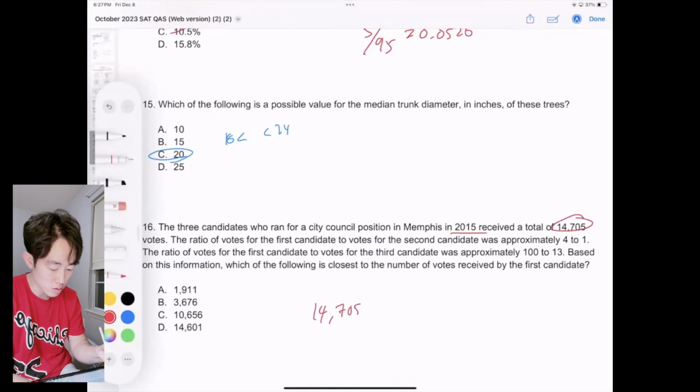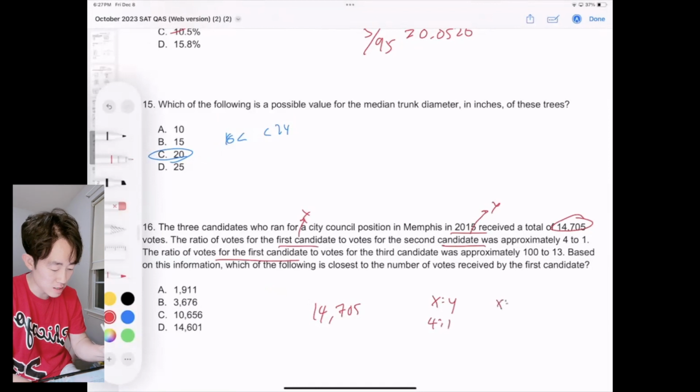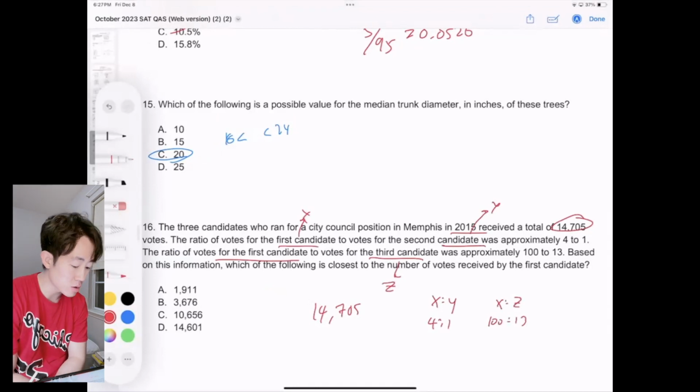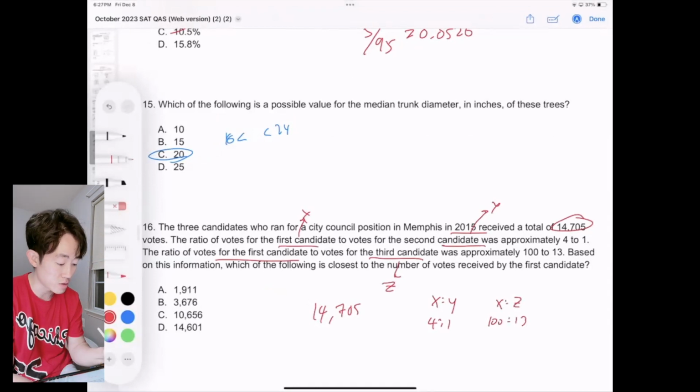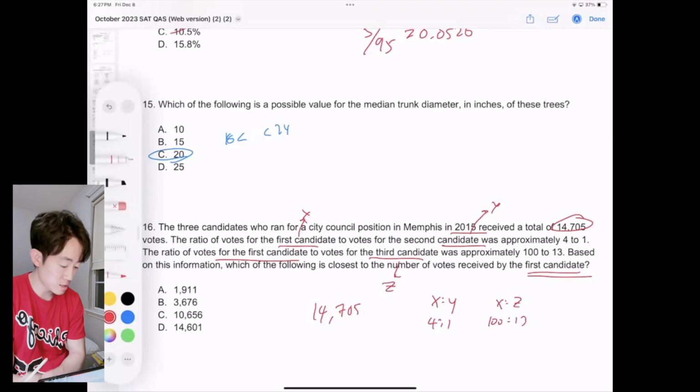Okay, so it seems like I might have to just create some variables here. So X to Y, which represents first and second candidate, that's 4 to 1. The ratio of votes from the first candidate to the third candidate, which I'm going to call Z, is approximately 100 to 13. Based on this information, which of the following is closest to the number of votes received by the first candidate? Okay, so we have different ratios, so we are going to convert them to be the same.